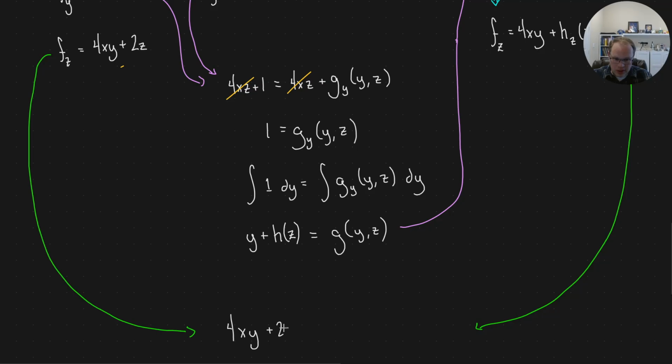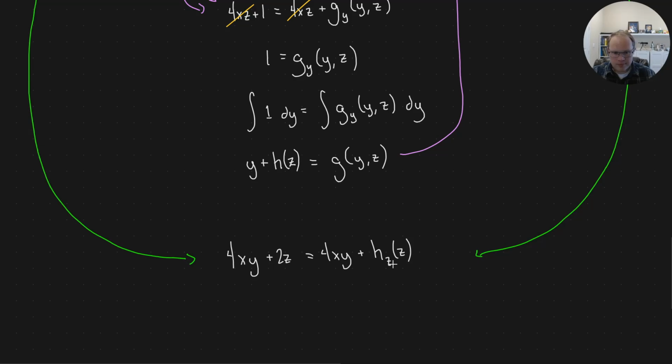4xy plus 2z is what we know from over here the partial derivative of f with respect to z is, but we also know it's 4xy plus the derivative of h of z with respect to variable z. So I'm trying to find what this function is. Let's solve for it, cancel the 4xy. 2z equals the derivative of h of z with respect to z.